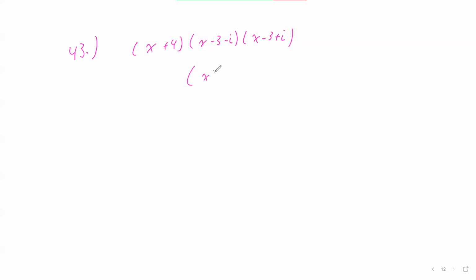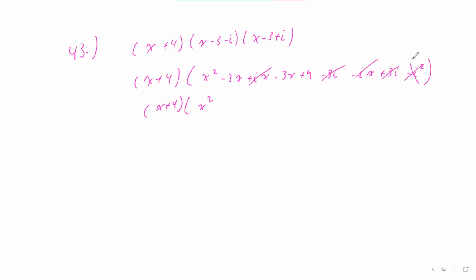So this would be, again, x squared minus 3x plus ix minus 3x plus 9 minus 3i minus ix plus 3i minus i squared. So this is going to be x squared. The ix's will cancel. The 3i's will cancel. This becomes plus 1. So that's going to give me x squared minus 6x plus 10.